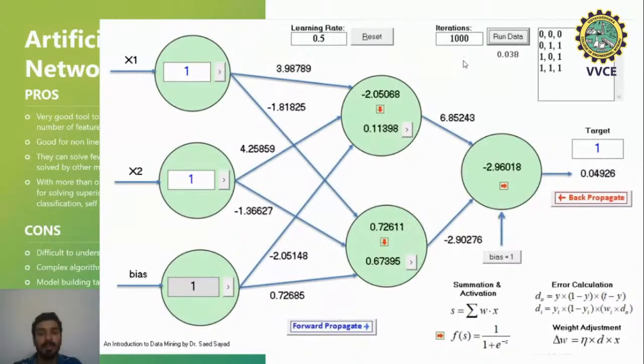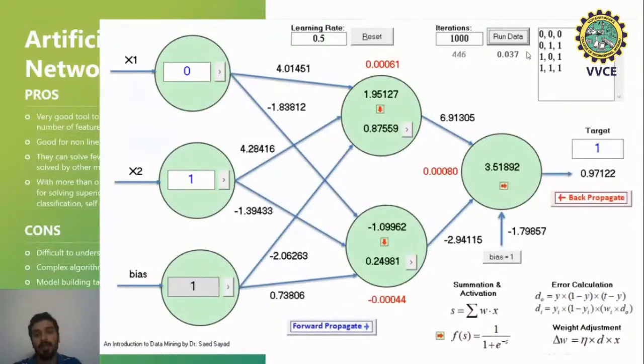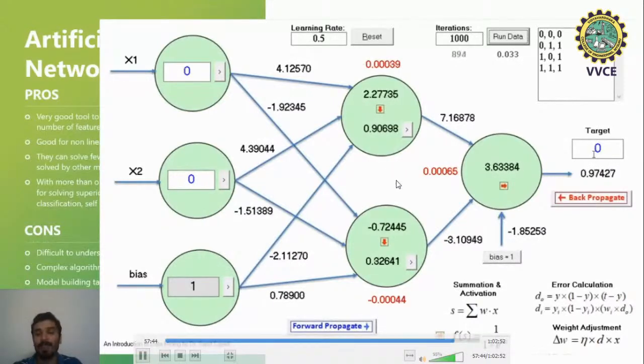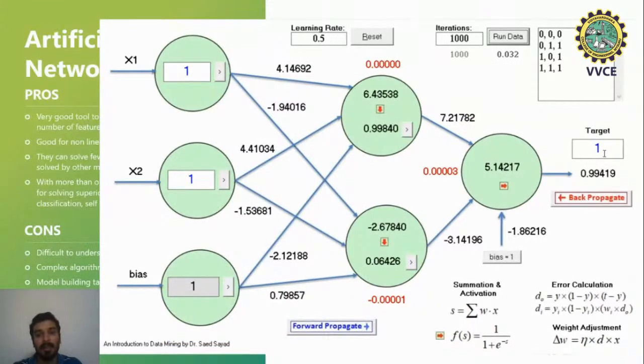So after 1,000 plus 1,000, 2,000 epochs, the model has learned really well. Your error has decreased from 0.5 to 0.034, which means it's a pretty good error. And with that error, we will see how exactly the output looks.